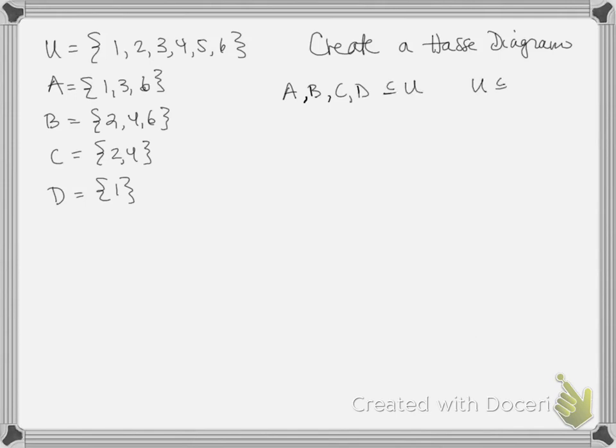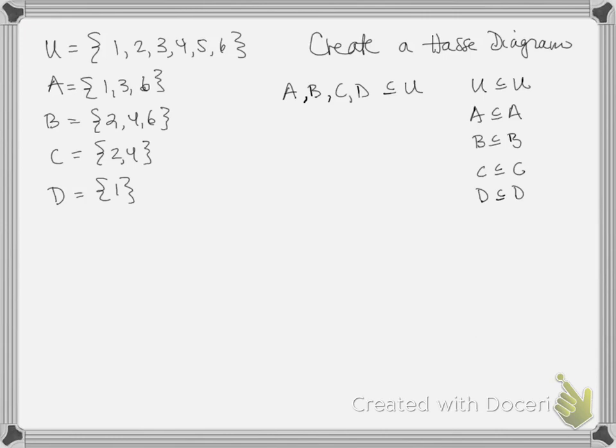Also, U is contained in U, so it's reflexive there. And actually, all the sets are contained in themselves. And it's good because a Hasse diagram is for a poset, which is reflexive. So what other relationships do we have?